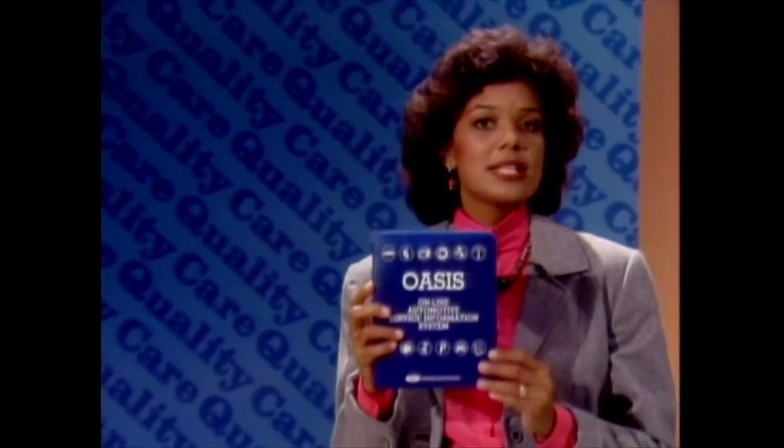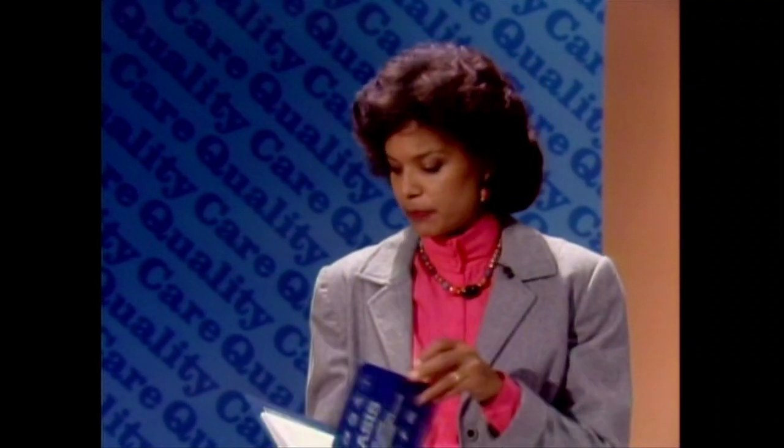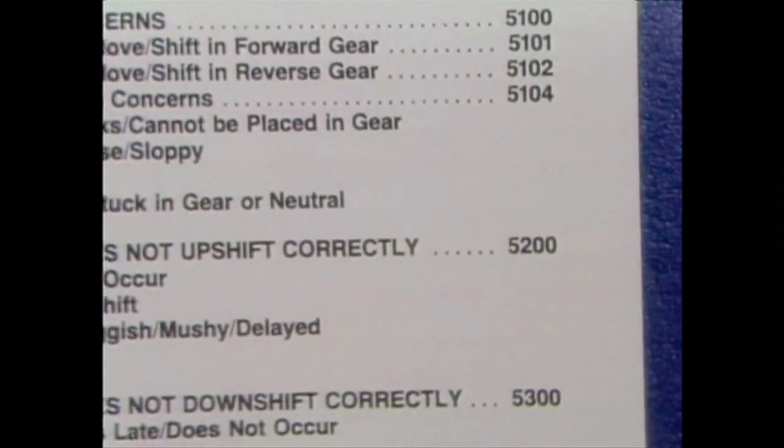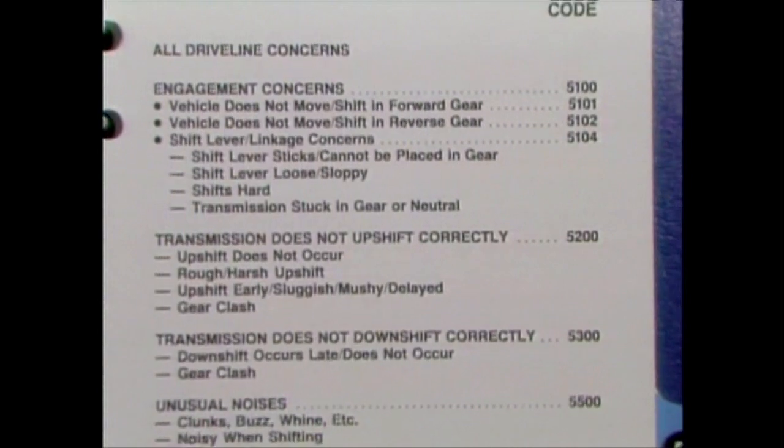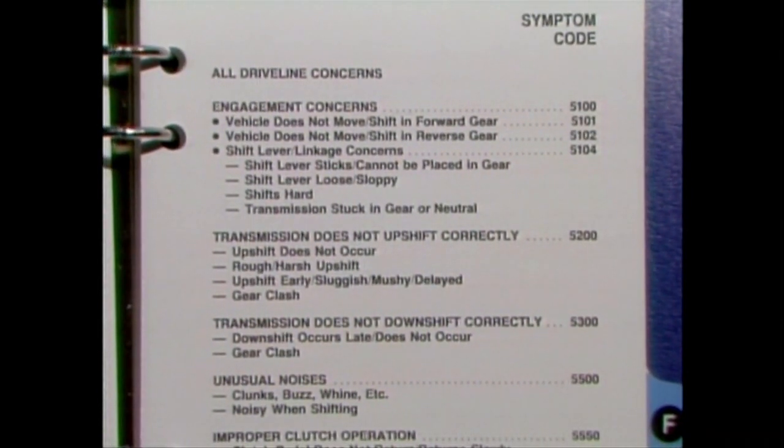You'll find the same symptom numbers listed in the OASIS manual with larger type. For example, symptom code 5200 is transmission does not upshift correctly. You'll notice some categories have subheadings and more detailed symptoms than others.